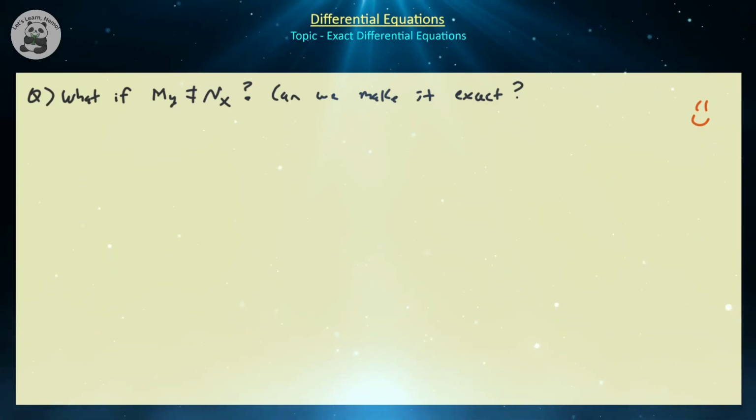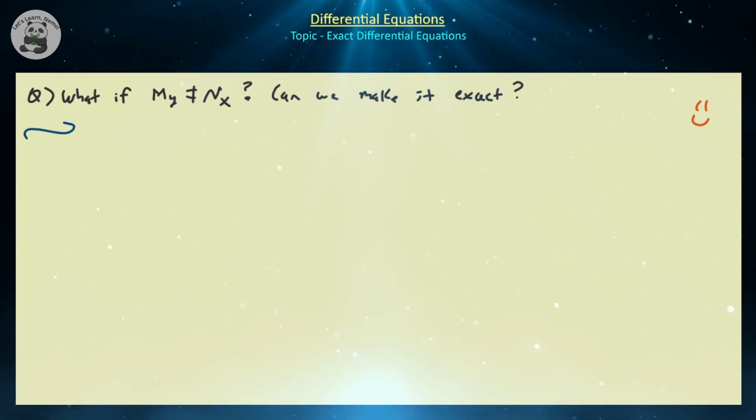So the next question that might be on your mind is, okay, I have this first order nonlinear differential equation. I've got my M, I got my N, but My and Nx are not equal to each other. Is it possible that we can make it an exact differential equation even though it's not exact to start with? And is it always possible that we can find this magical integrating factor like we did for first order and homogeneous equations? Can we always make it exact? Like that would be a very important tool.